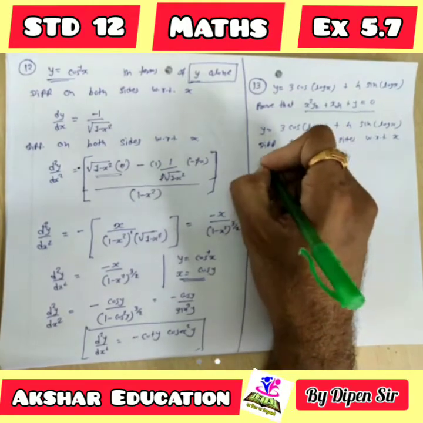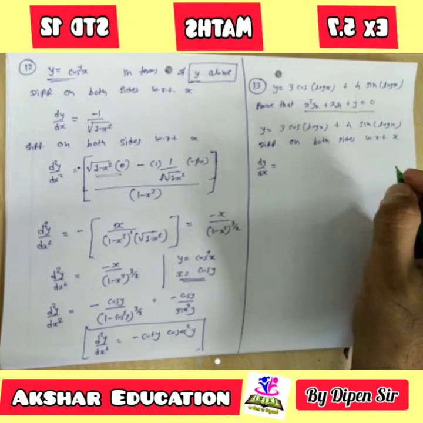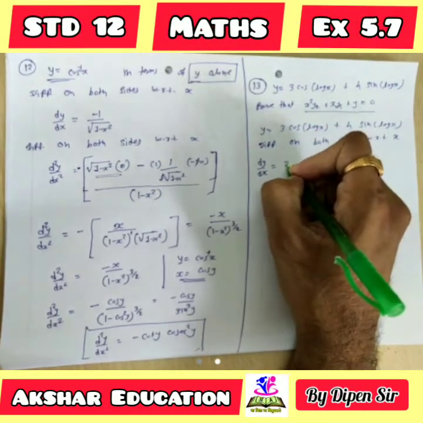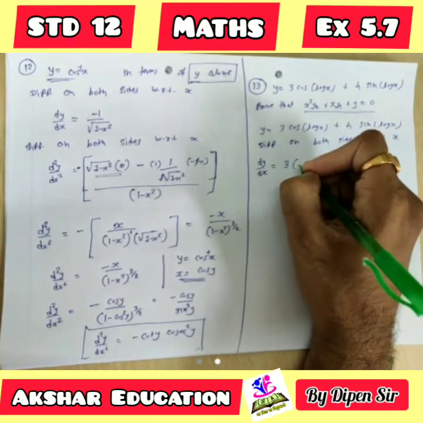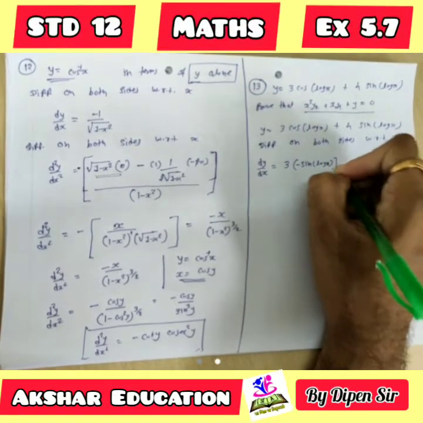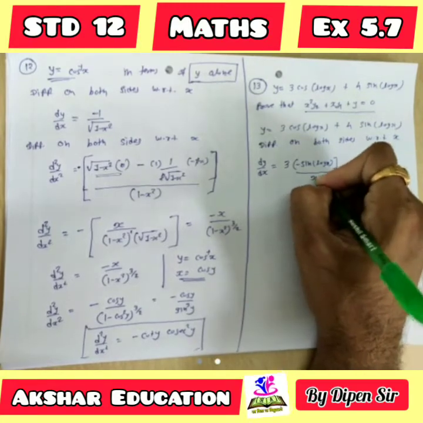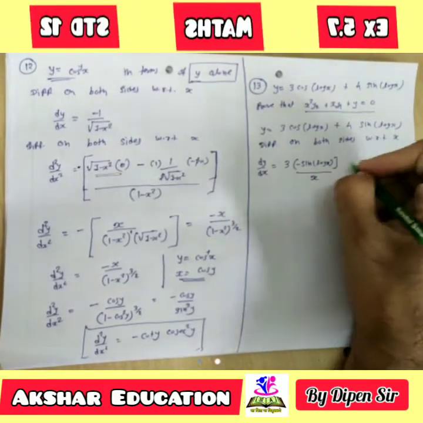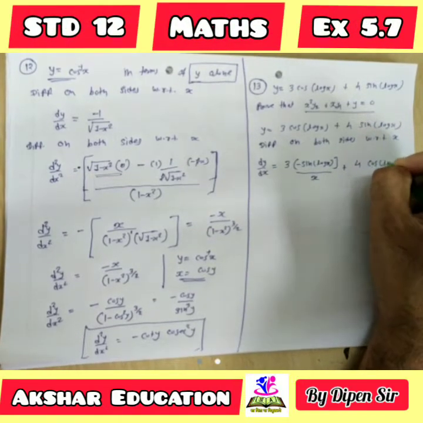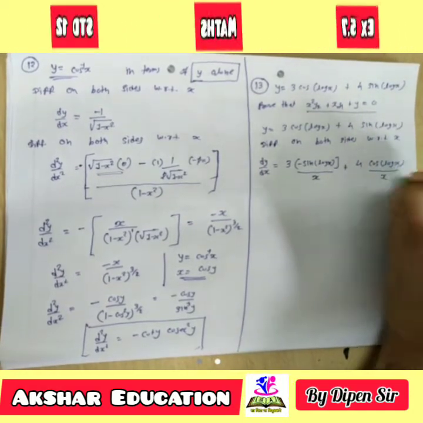So this y will be converted into dy by dx. Differentiation of y with respect to x is dy by dx. Now here this 3 is constant and differentiation of cos is minus sine of log x. Composite function is there, so again you have to do the differentiation of log x, which is 1 upon x, plus 4 is constant. Differentiation of sine is cos of log x, and again differentiation of log x, which is 1 upon x.